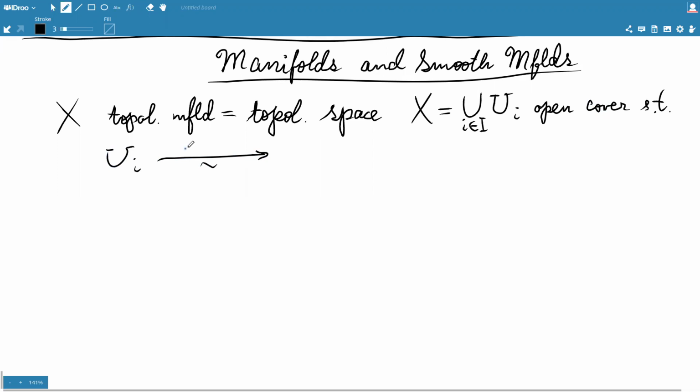Homeomorphisms. Let me say open set in R^n. So in this case, we call X n-dimensional topological manifold.